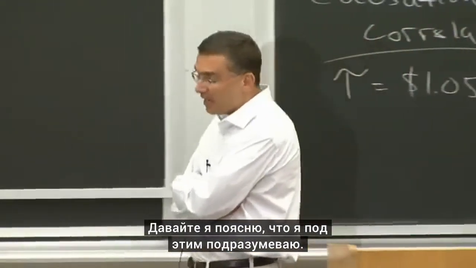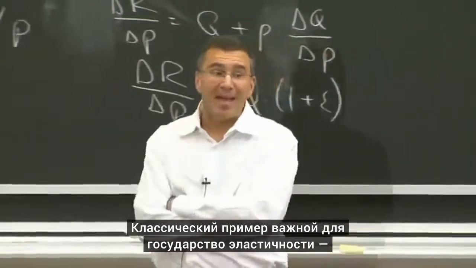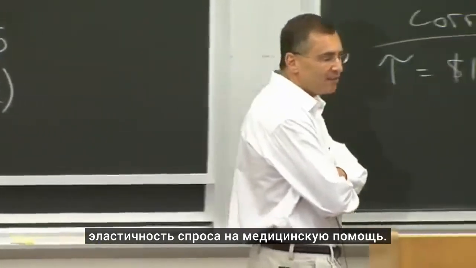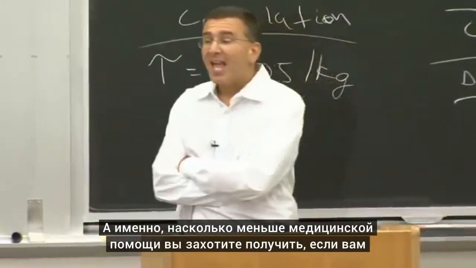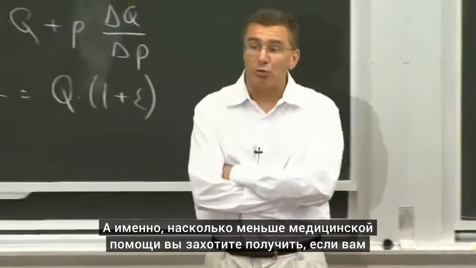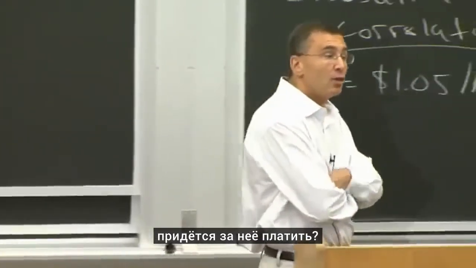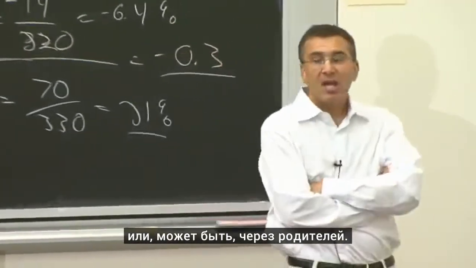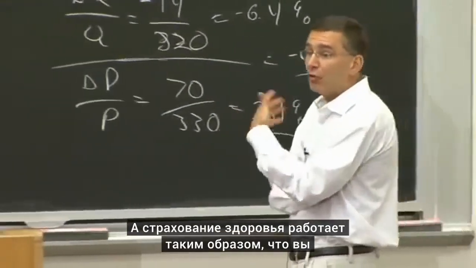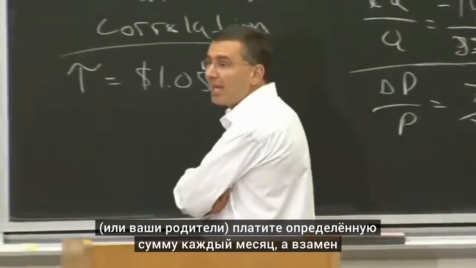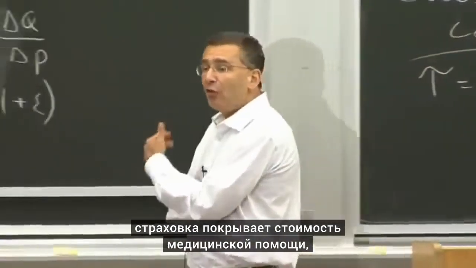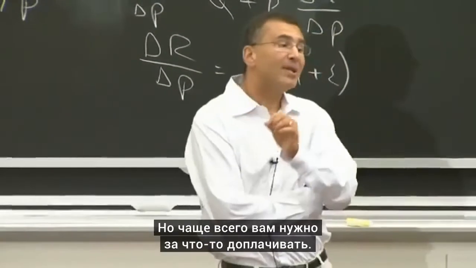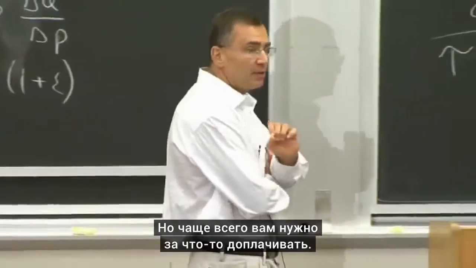A classic example of an elasticity that matters a lot for policy is the elasticity of demand for medical care. That is, how much less medical care will you use if you have to pay for it? So for example, most of us have insurance through MIT or maybe through our parents. And the way health insurance works is you pay a certain amount per month, or your parents do. And in return, that health insurance covers the cost of your medical care, most of it. But typically, you have to pay some of it.